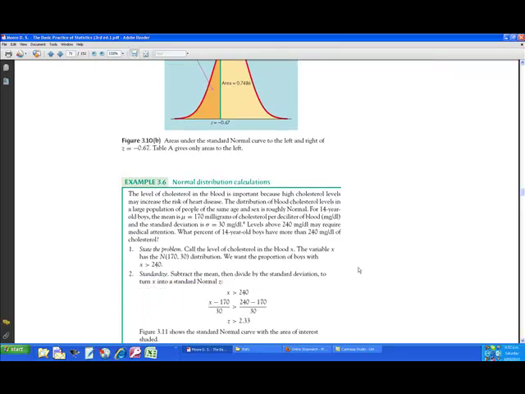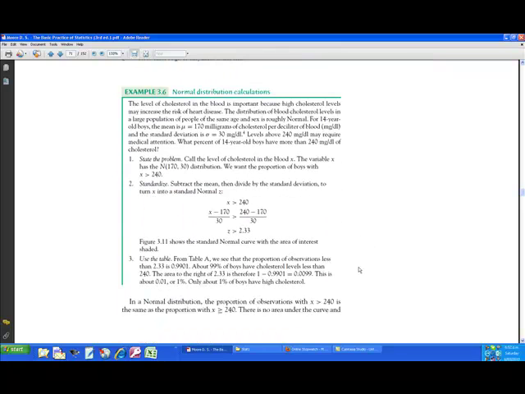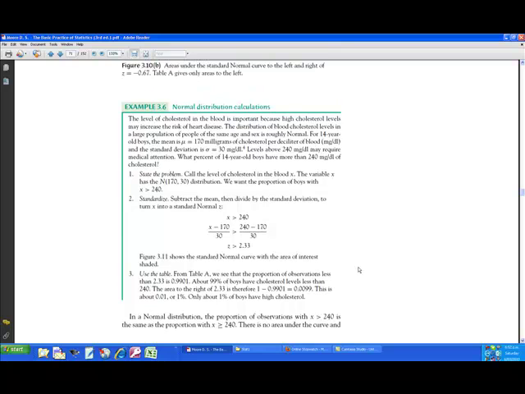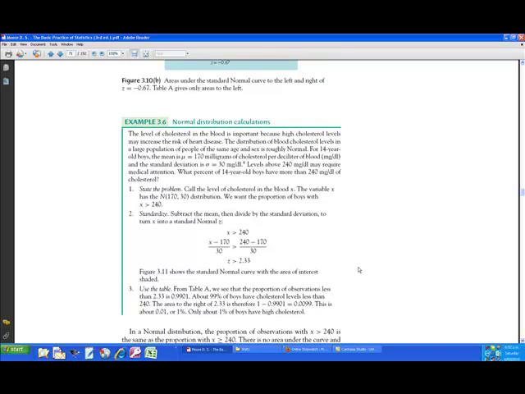All right, let's look at this problem. As I said, I'm doing this really quickly, skipping through it. The level of cholesterol in the blood is important because high cholesterol levels may increase the risk of heart disease. The distribution of blood cholesterol levels in a large population of people of the same age and sex is roughly normal. For 14-year-old boys, the mean is about 170 milligrams of cholesterol per deciliter of blood.